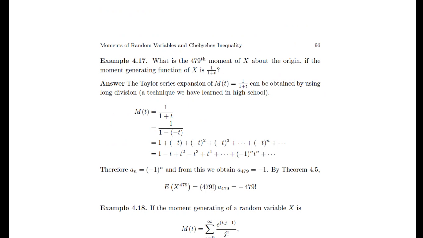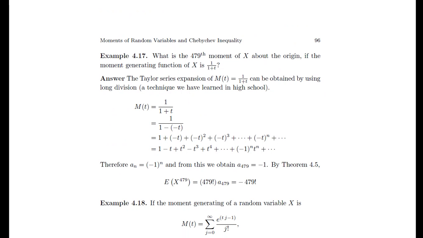Another example, what is the 479th moment of x about the origin if the moment generating function of x is 1 over 1 plus t? The Taylor series expansion of the moment generating function, which is equal to 1 over 1 plus t, can be obtained by using long division, which gives the following formula.